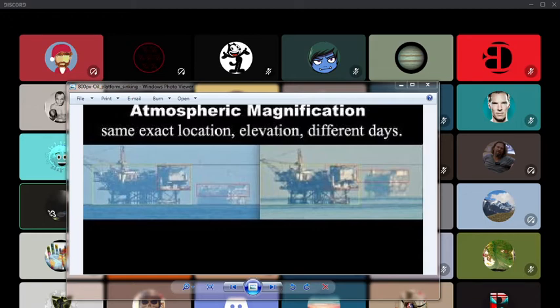Yeah, that's probably just a different zoom lens, or not a very good job at doing the box, or standing slightly closer, or any number of things. No, this is the same exact location, same elevation. Well, it can't be the exact location. I mean, how's it the exact location?